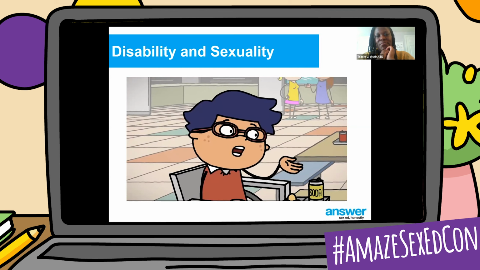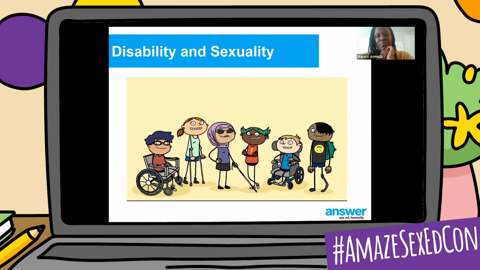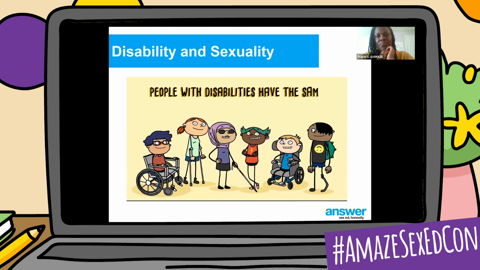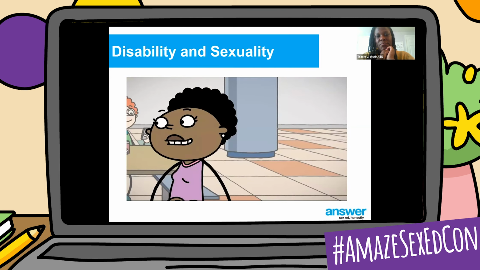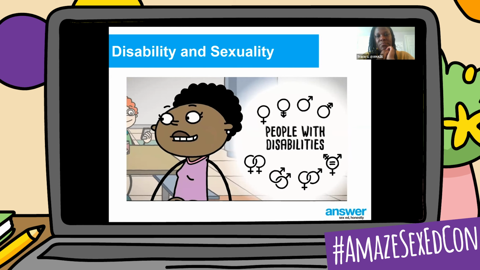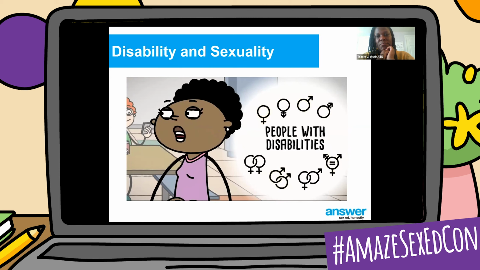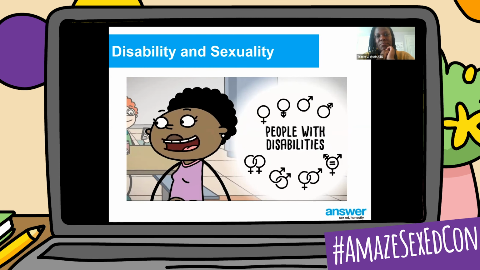Just because I'm in a wheelchair, it doesn't mean I don't have crushes or feel attracted to people. In fact, no matter what our bodies can or can't do physically, people with disabilities have the same sexual and romantic feelings as anyone else. And, like anyone else, people with disabilities have various sexual orientations and gender identities too. From heterosexual to gay, cisgender to trans, across a full spectrum of sexuality.